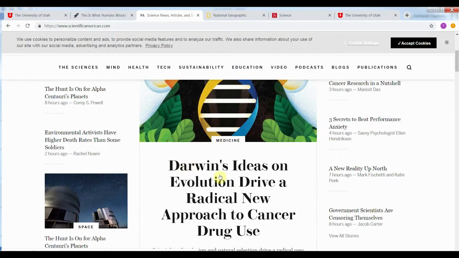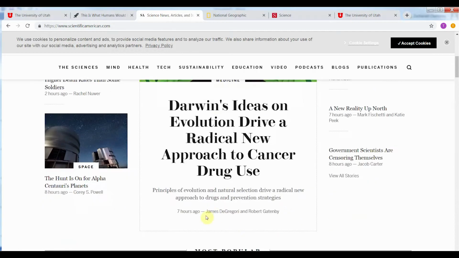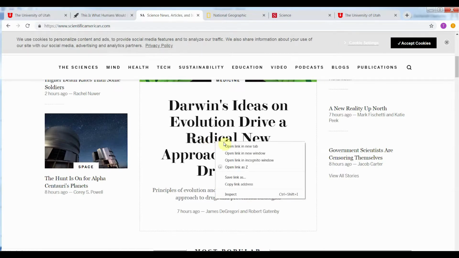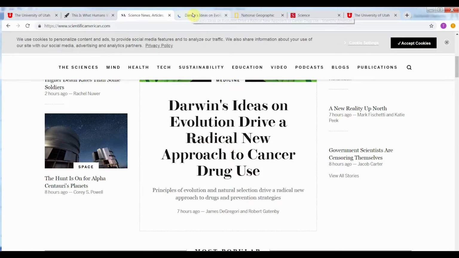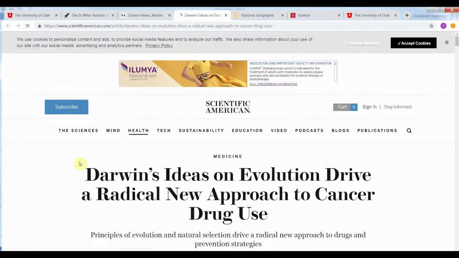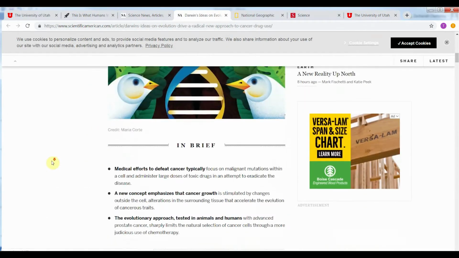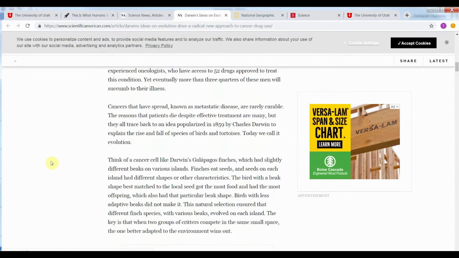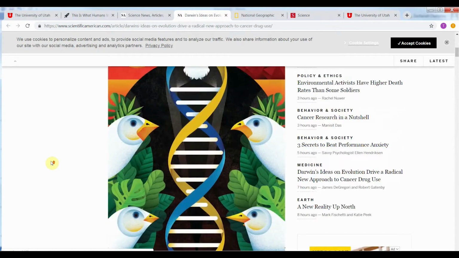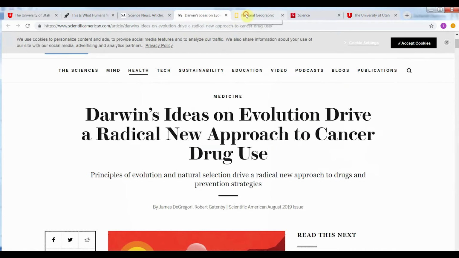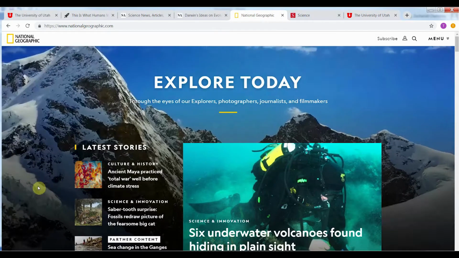For instance, this story right here, Darwin's Ideas on Evolution Drive a Radical New Approach to Cancer Drug Use. It is by two different journalists who have taken the trouble to go interview numerous different experts on this story, and without any doubt the information here is credible, or at least it's trying to be credible. The people that write for this magazine, they care about facts, they care about their editorial reputation, and they are providing good information. Same goes for National Geographic.